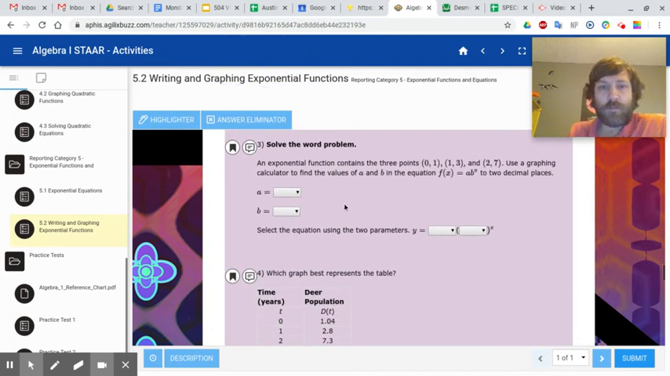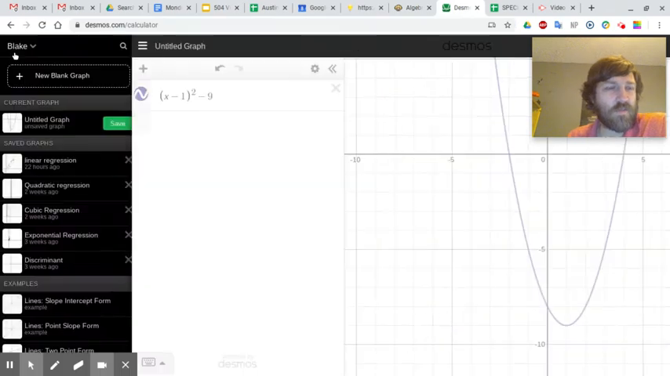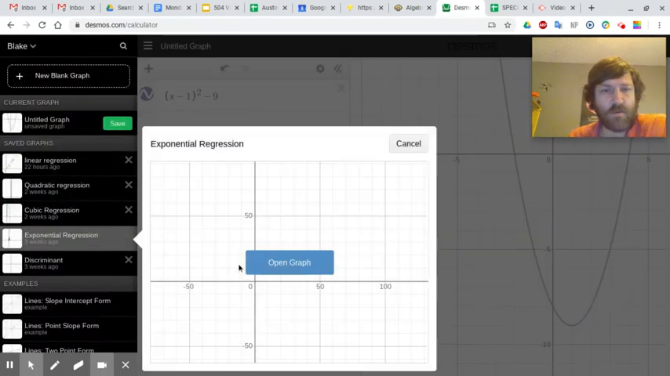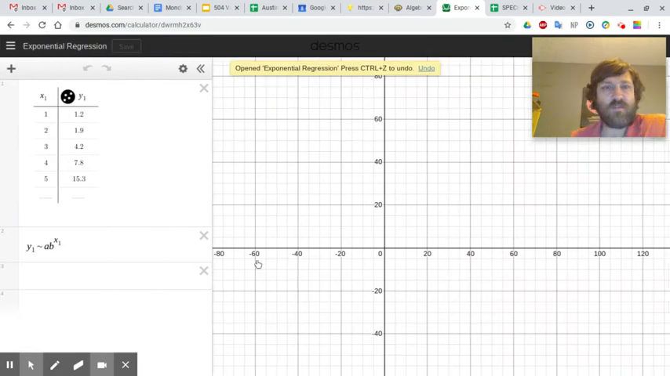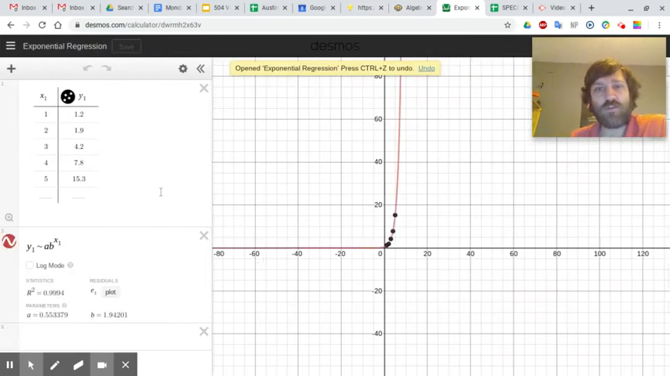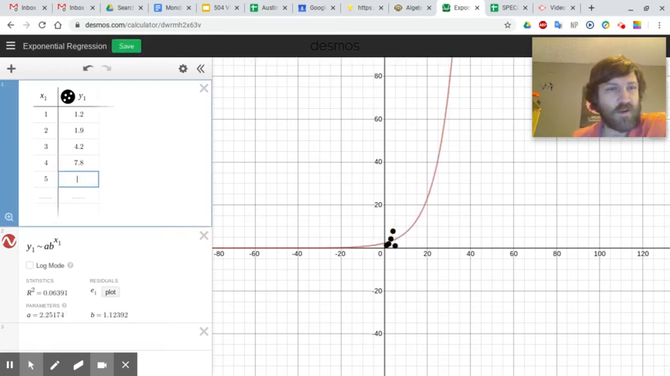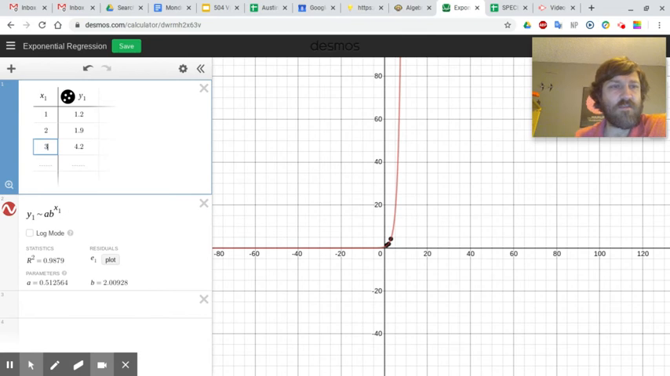Number 3, an exponential function contains the 3 points (0, 1), (1, 3), and (2, 7). Use a graphing calculator to find the values of A and B in the equation. Okay, so I'm going to put a link in the video description, but there is a Desmos graph that works with this type of problem. It's called exponential regression. When you do regression, what you're doing is finding the line that fits those points the best.